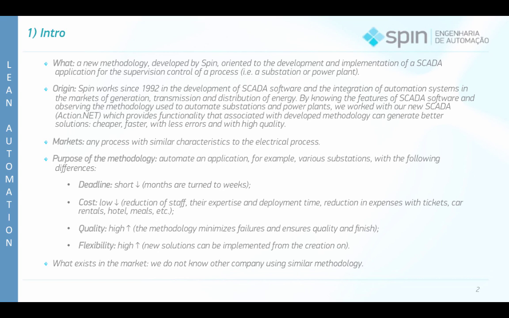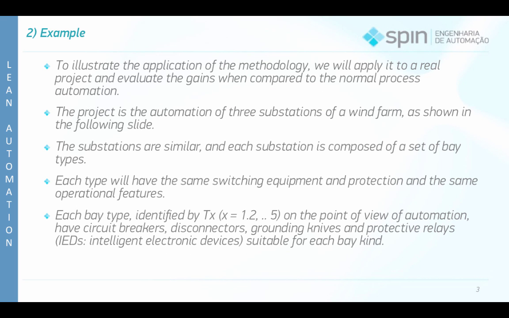The goal of lean automation is to automate an application in less time and with lower costs, higher quality and flexibility. Until now, we must confess that we do not know a similar solution in our market. I will use a real example to present the methodology. The idea is for you to understand at the end of the presentation the real benefits of lean automation.